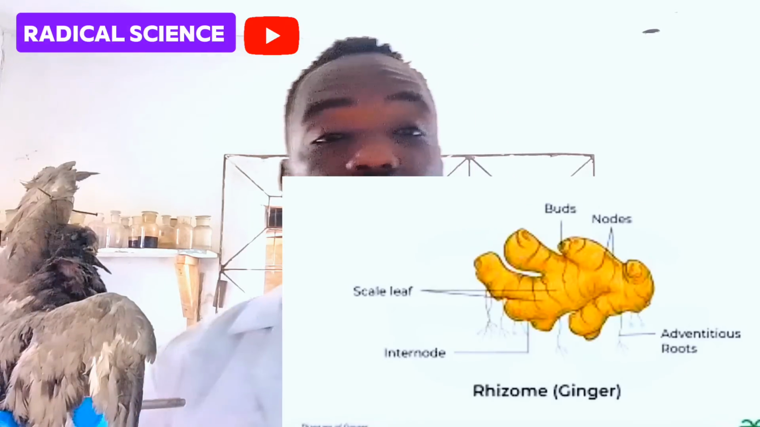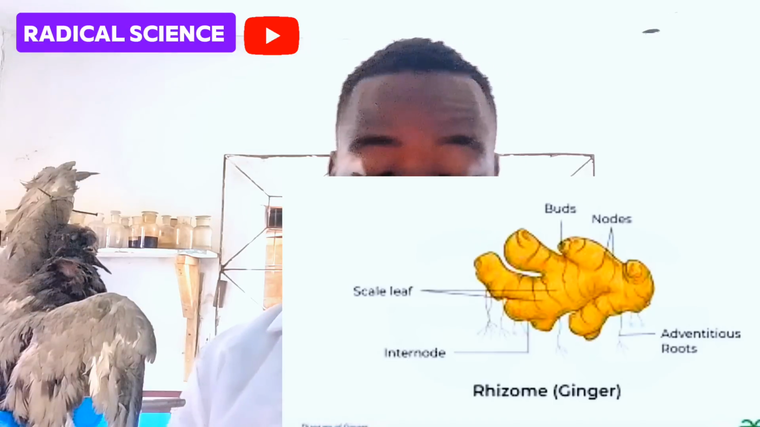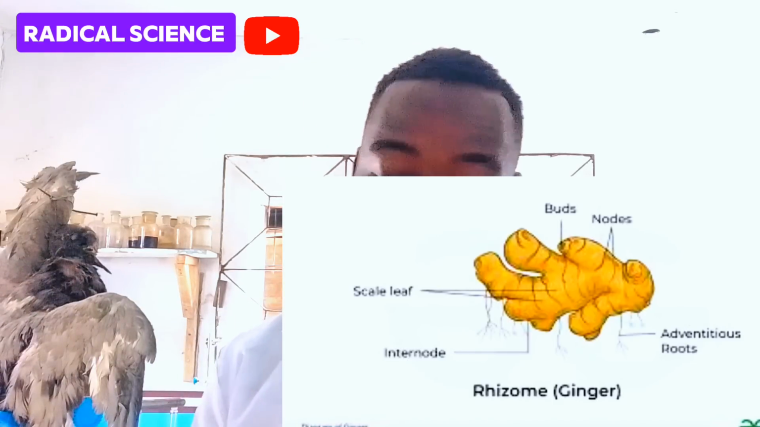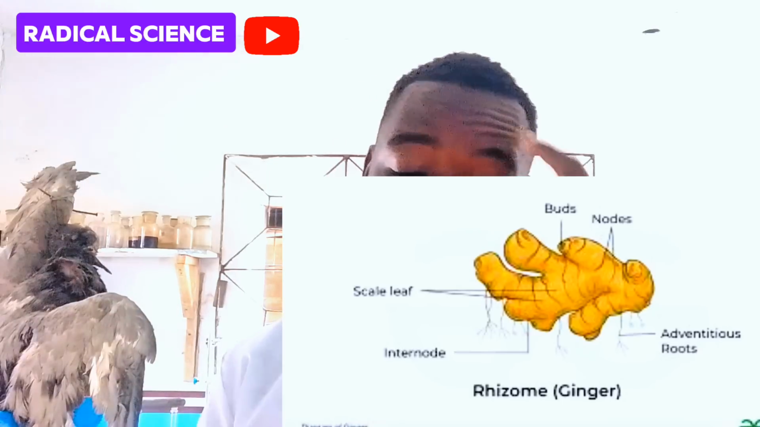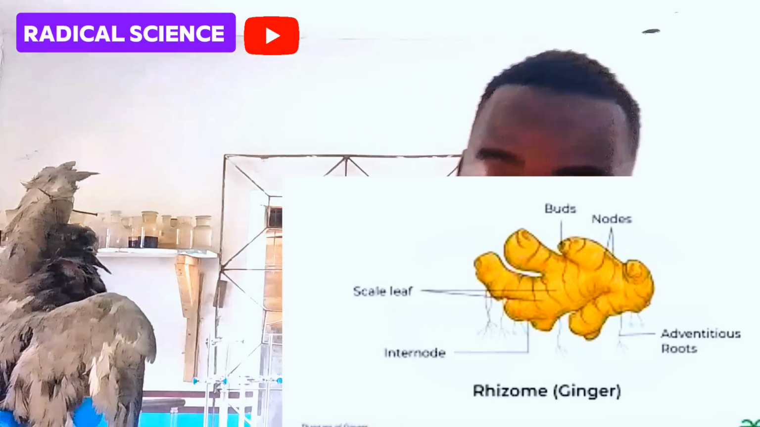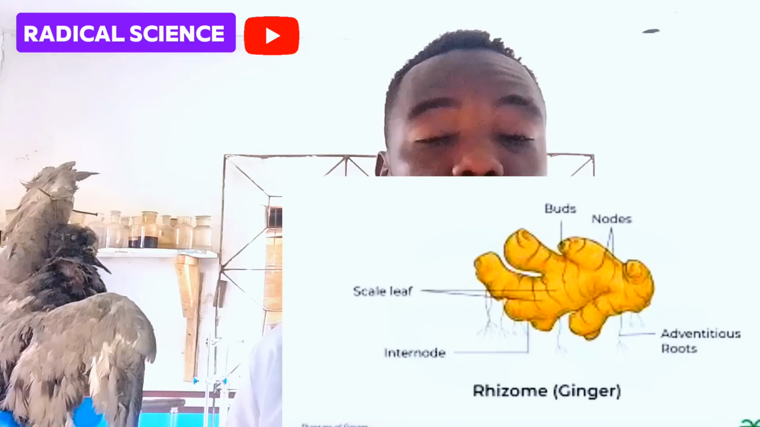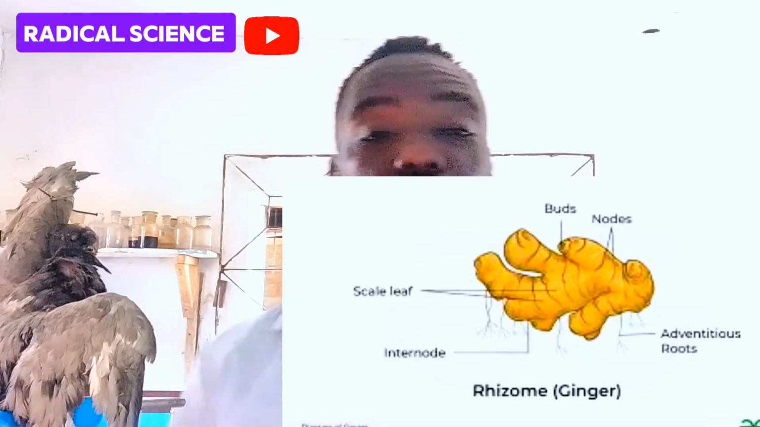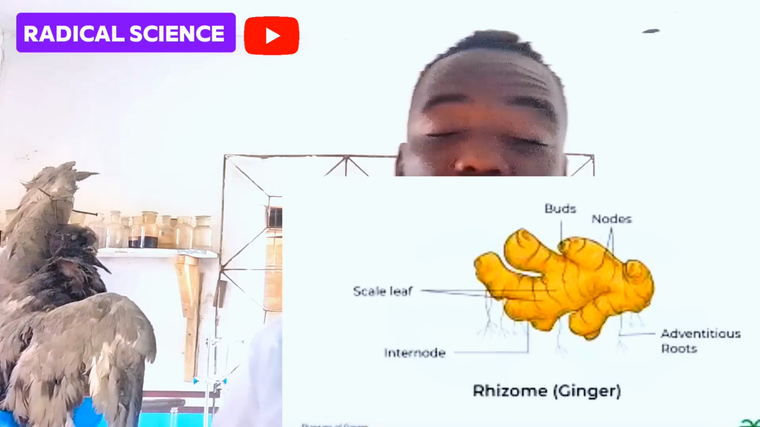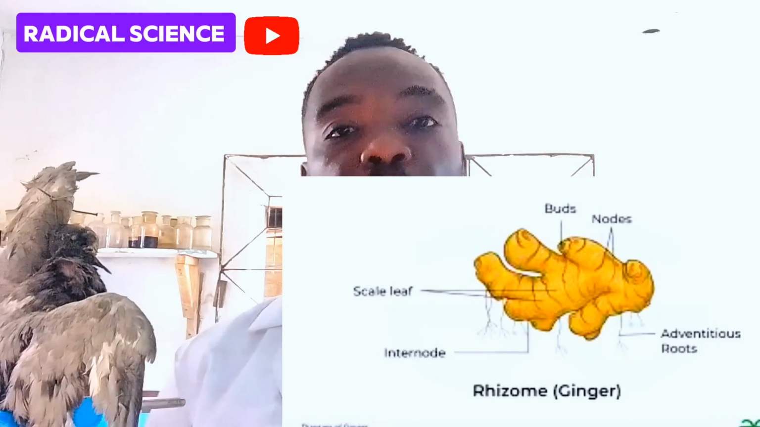Now the next one there is Specimen B. Specimen B is ginger. So you also have to learn how to draw the ginger. Here we have the aerial shoot, we have the scale leaf, we have the bud, we have the node, we have the internode, we have the adventitious root. Now also note the botanical name of ginger. Here we see that the botanical name of ginger is Zingiber officinale.